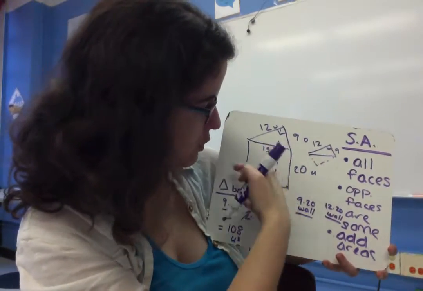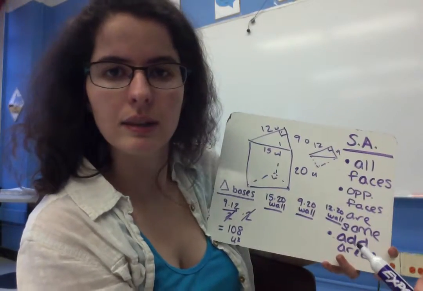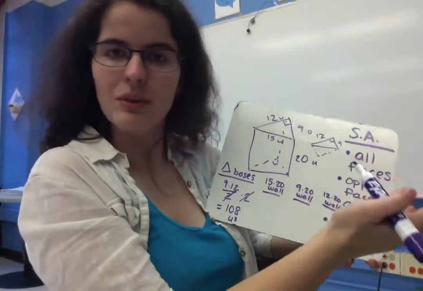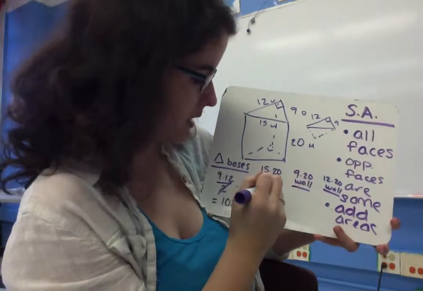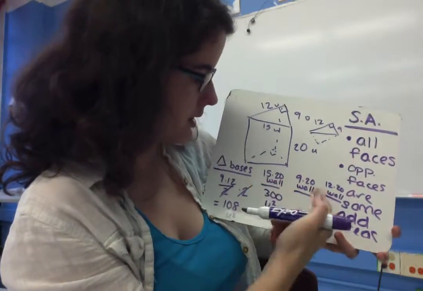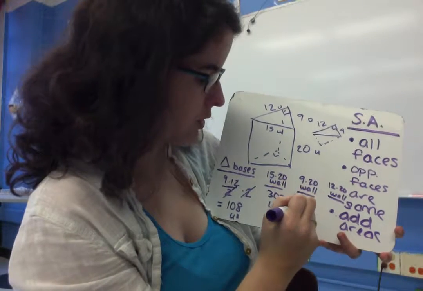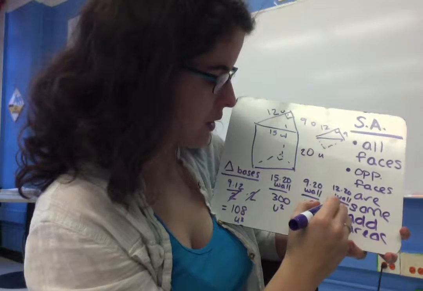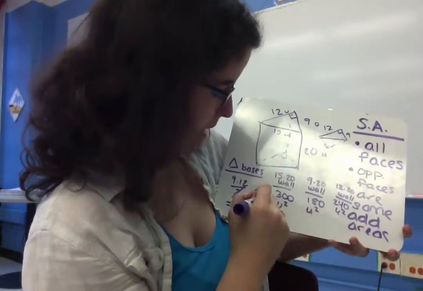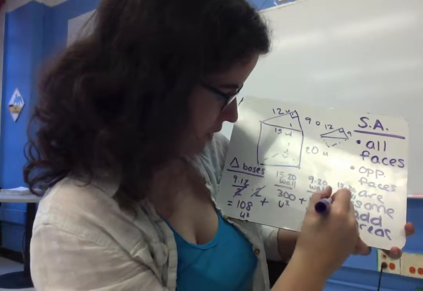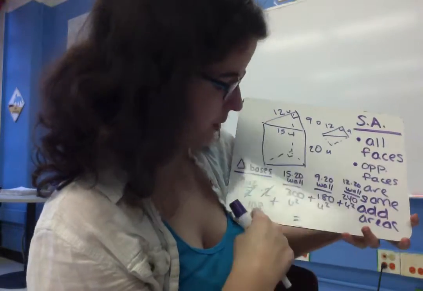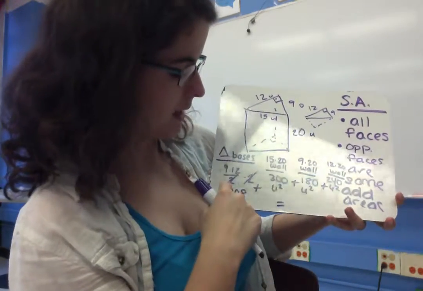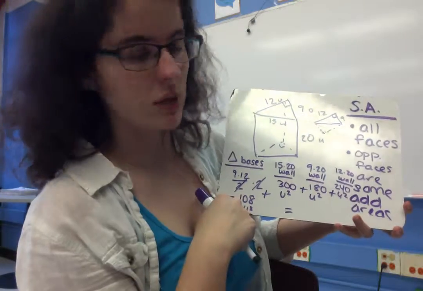For my 15 by 20 wall, that's already in some ways self-evident because it's going to be 15 times 20. So I have 300 square units. My 9 by 20 is going to be 180 square units if I multiply, and my 12 by 20 would be 240 square units. I would need to then add all 4 of those together. Remember, it's only 4 things I'm adding because this covers both of my triangles.